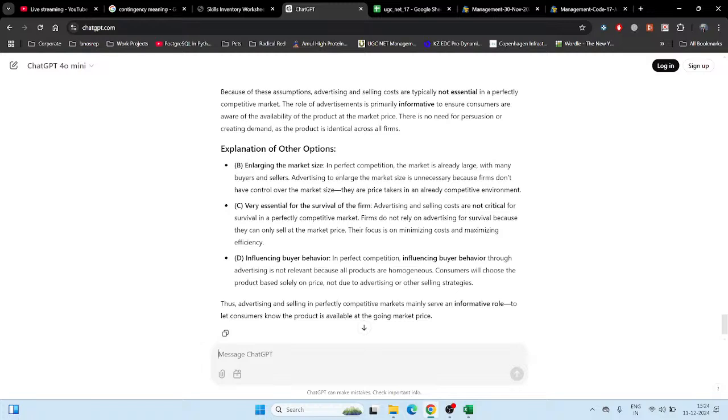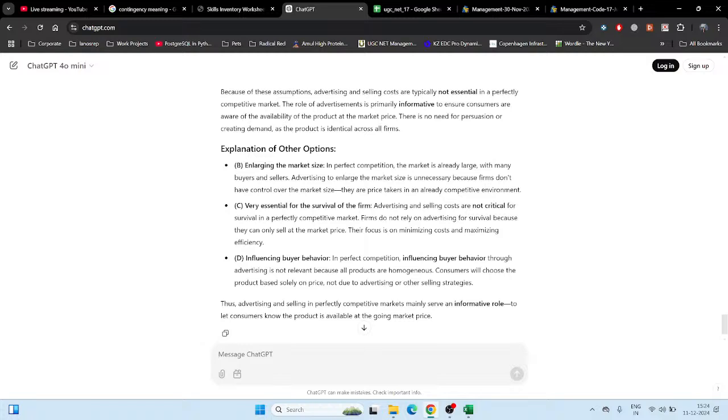Enlarging the market size in a perfect competition. The market is already large with many buyers and sellers. Advertising to enlarge the market size is unnecessary because firms don't have control over the market size. They are price takers in an already competitive market environment. Advertising and selling costs are not critical for survival in a perfectly competitive market. Firms do not rely on advertising for survival because they can sell at the market price. Their focus is on minimizing cost and maximizing efficiency.